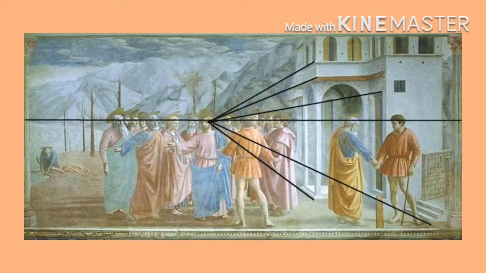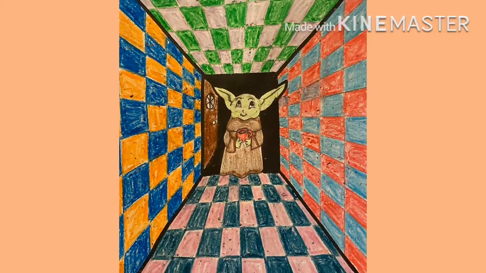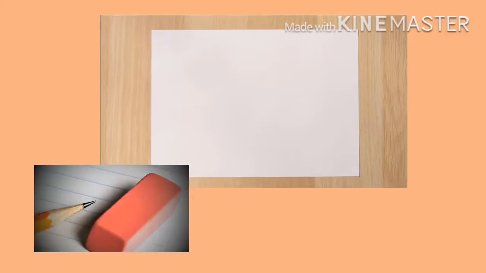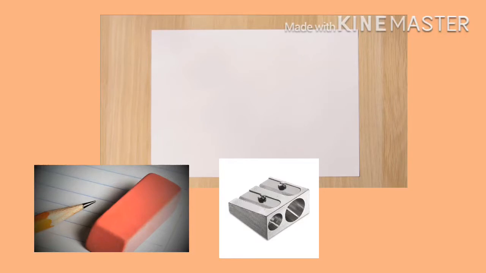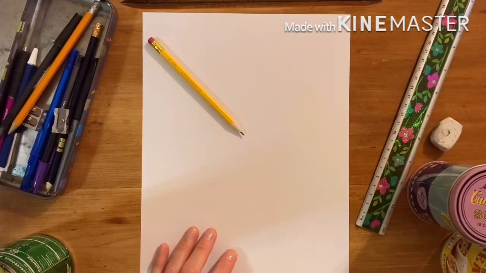Now, for this assignment, as we become more familiar with using one-point perspective to create the illusion of space in a drawing, we are going to create checkered hallways with a door at the end. So everyone grab a piece of paper, whether it's notebook paper or printer paper or a really big sheet of sketch paper, grab a pencil, grab an eraser, grab a sharpener, and whatever coloring supplies you have, and let's get started.